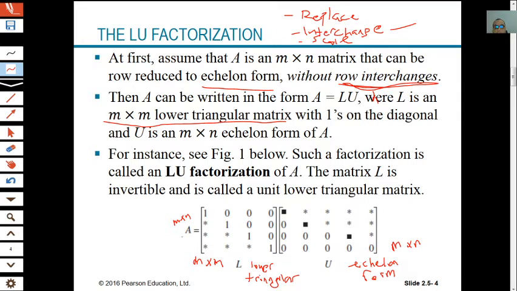The lower triangular matrix L is invertible and is called a unit lower triangular matrix, since we have 1 on the main diagonal for every entry.